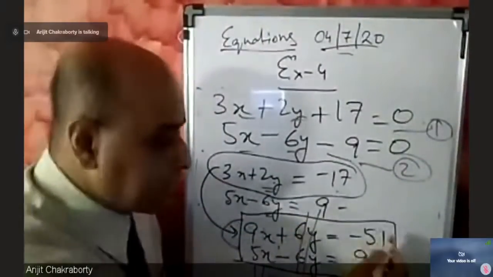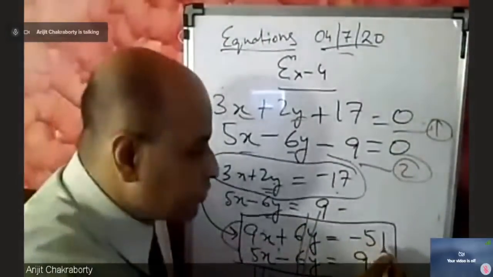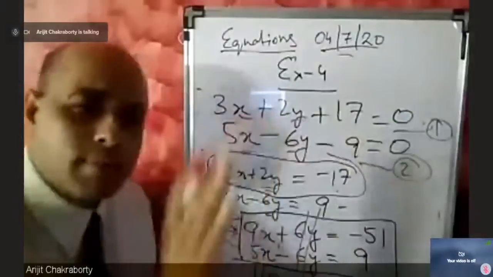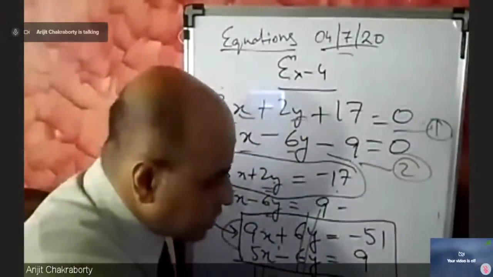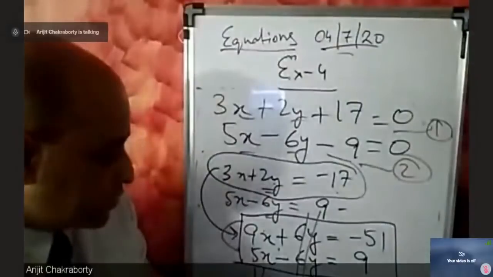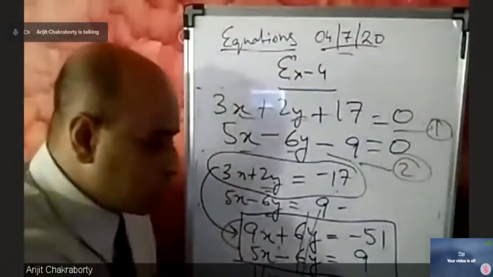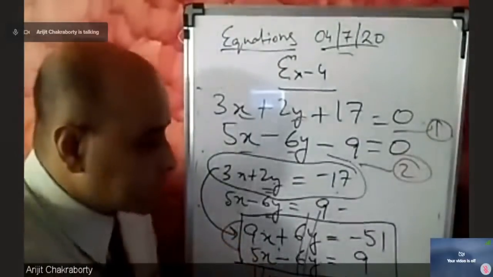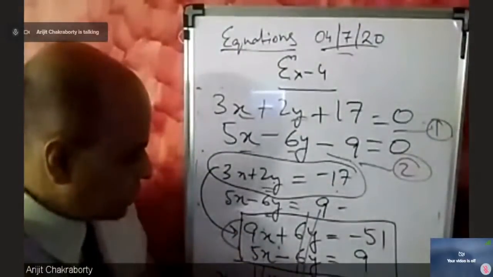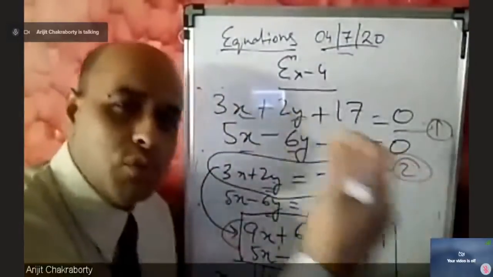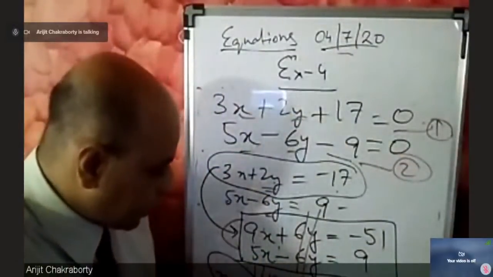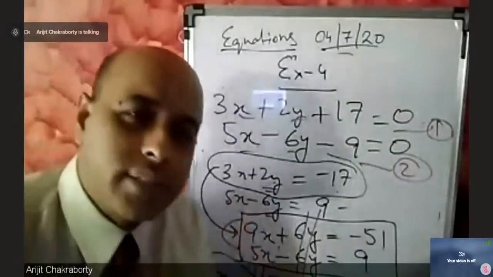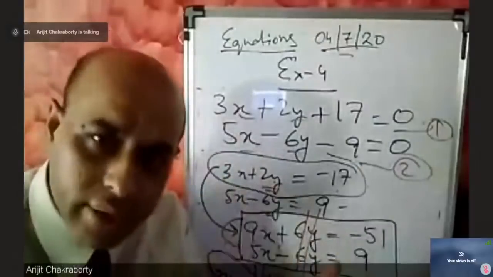And on the right hand side, we have minus 51 plus 9. Minus 51 plus 9, so you get minus 42. So 14x is equal to minus 42. So x is how much? If 14x is minus 42, then x is equal to minus 42 by 14, which is minus 3. So we have got the value of x by elimination. X is equal to minus 3.